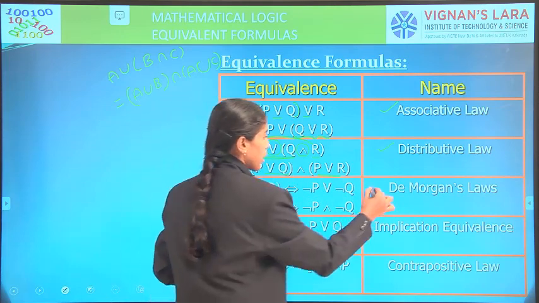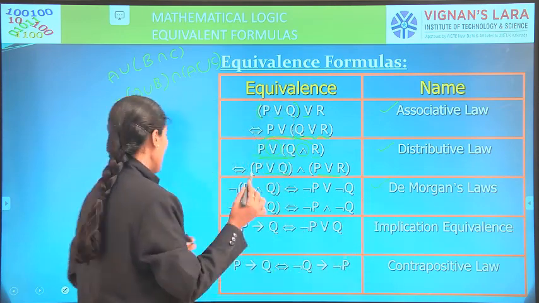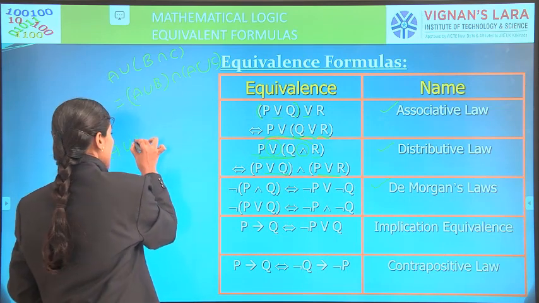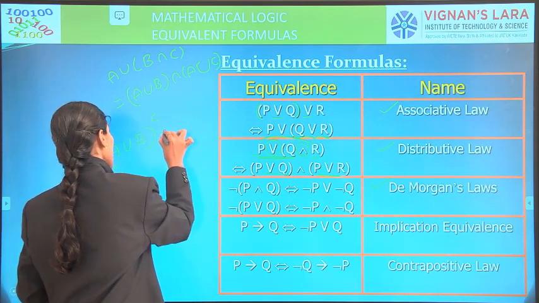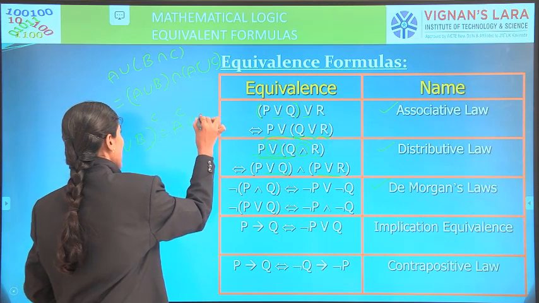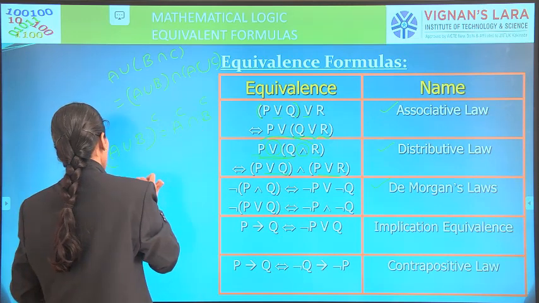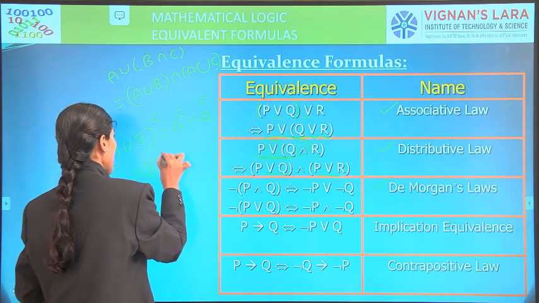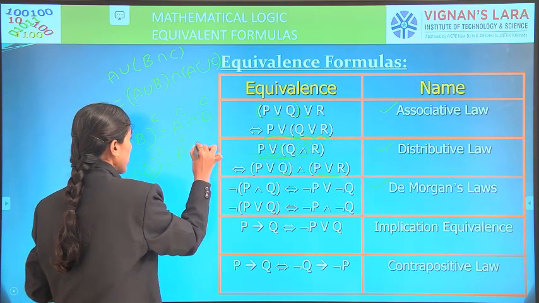Next one, De Morgan law. In set theory, De Morgan law is: A union B whole complement is equal to A complement intersection B complement. A intersection B whole complement is A complement union B complement.